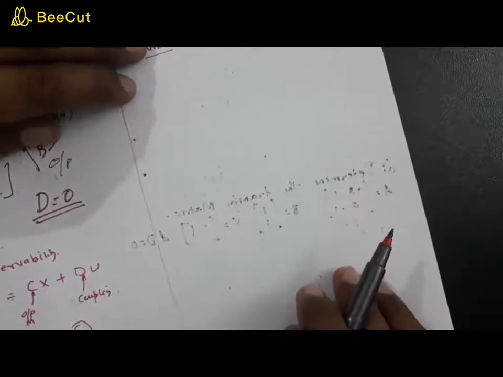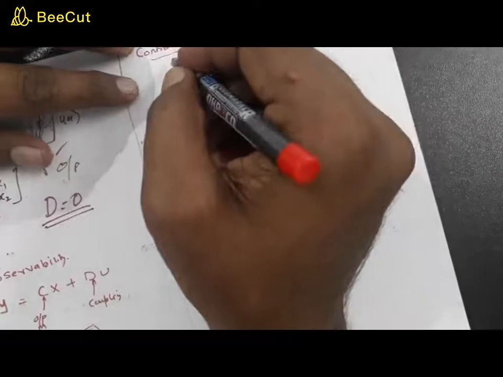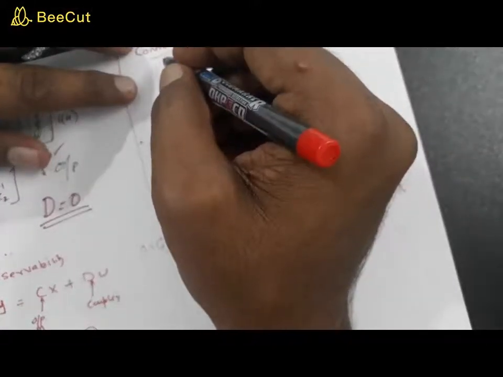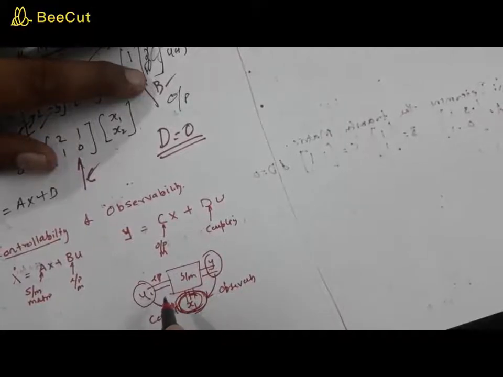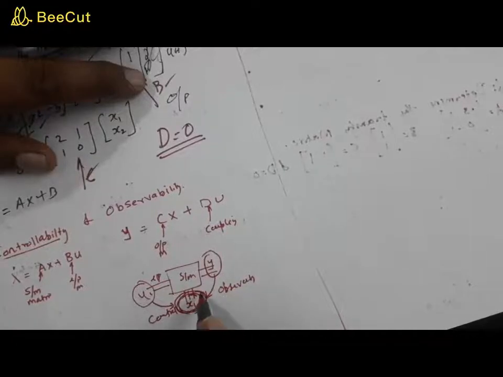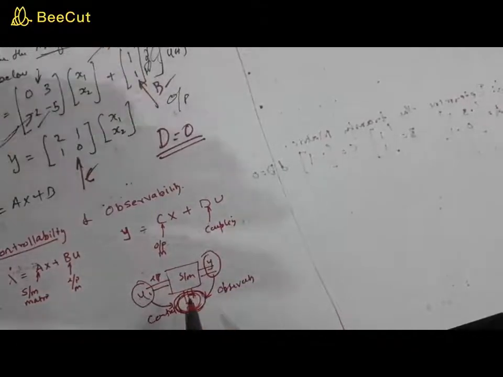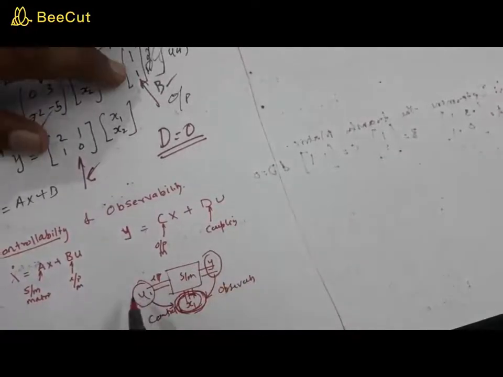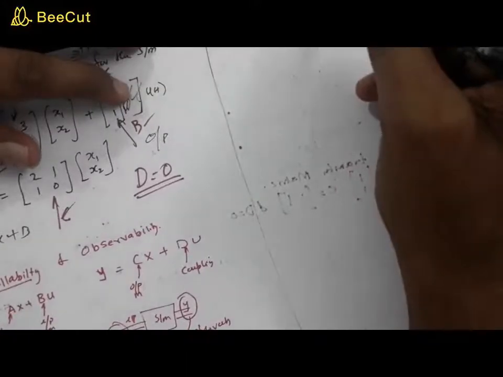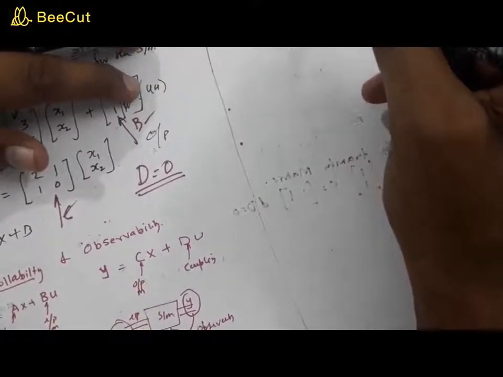Now when can you call a system as completely controllable? A system is said to be completely controllable if all the initial states can be controlled by using the input signal to any desired value. So we can change all the initial states to a desired value by using the input. Then we call it completely controllable. Now there is a controllability criterion.